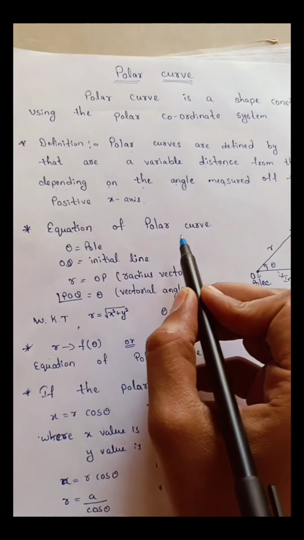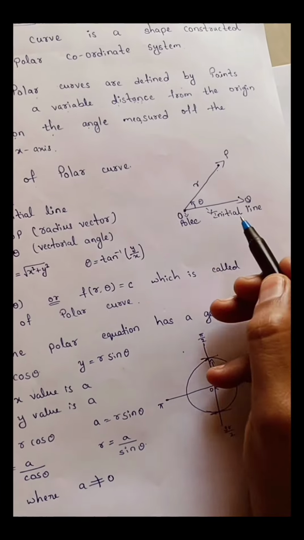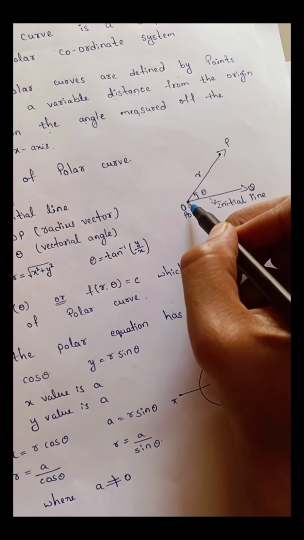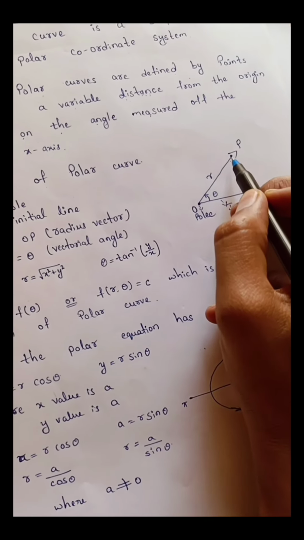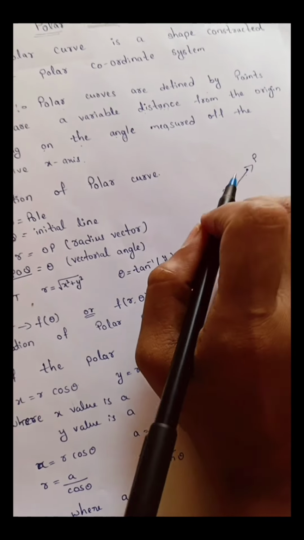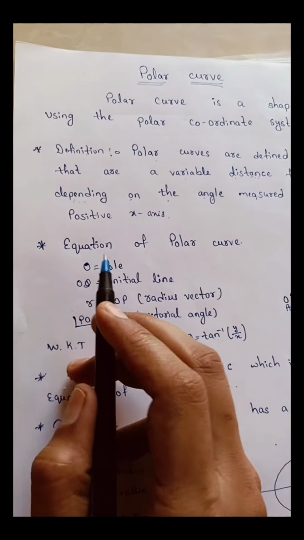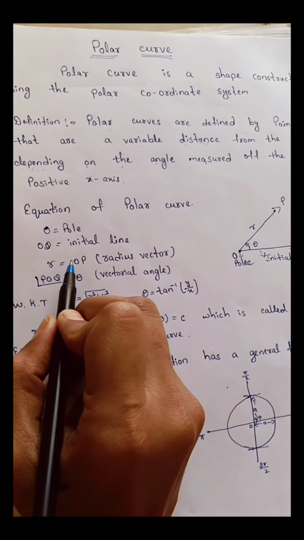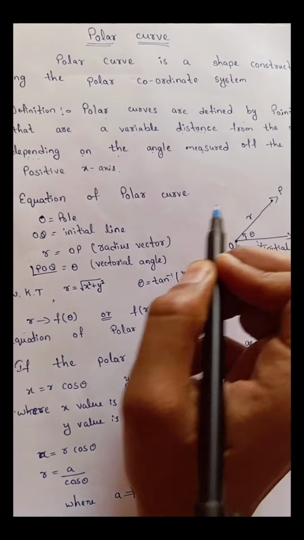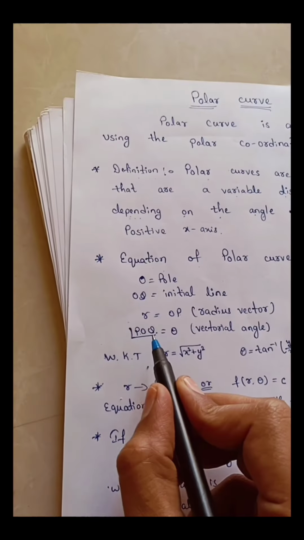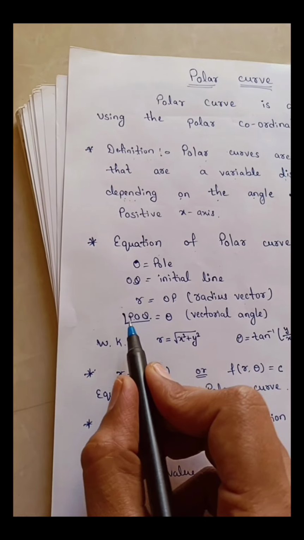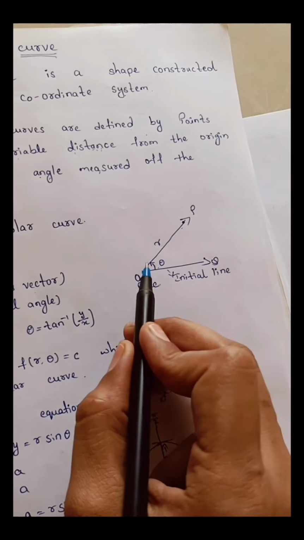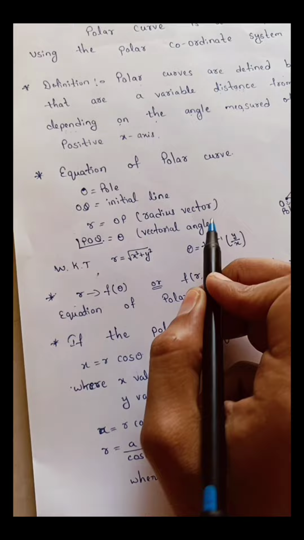Next is the equation of a polar curve. See the diagram. O is the pole or origin, OQ is the initial line, and P is a point. The distance from the origin O to P depends on the angle by the definition of polar curve. OP is the distance r, and this is the radius vector. Then angle POQ is theta. We read it as angle POQ is theta. Here in the diagram, the value of POQ is theta. Theta is the vectorial angle.